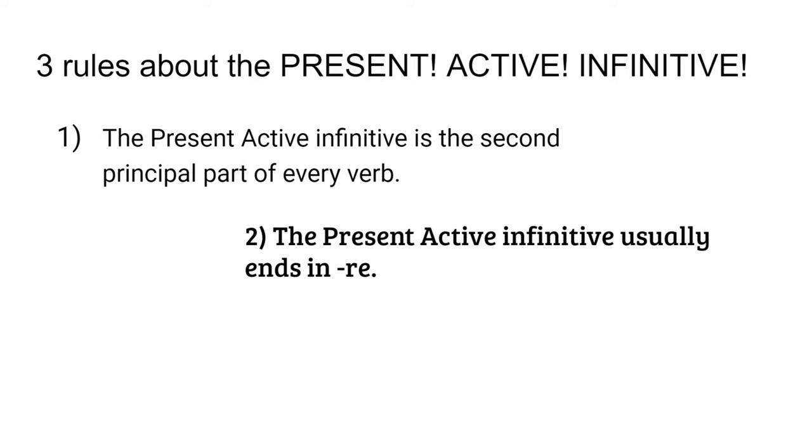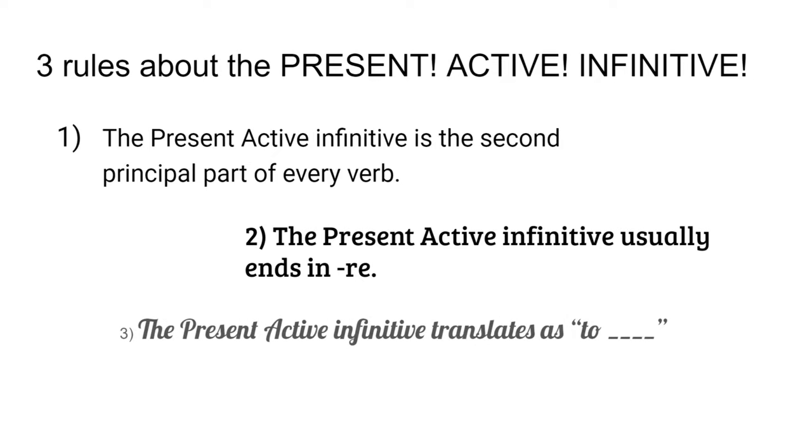There are a couple exceptions. For instance, the word sum, esse, which is the word that means to be in Latin, that's an irregular form and its infinitive is esse. But 19 times out of 20, -re is the ending you're looking for. And your third note, the present active infinitive translates as to blank, to walk, to see, to say, to understand. Whatever that word means, it's to blank.